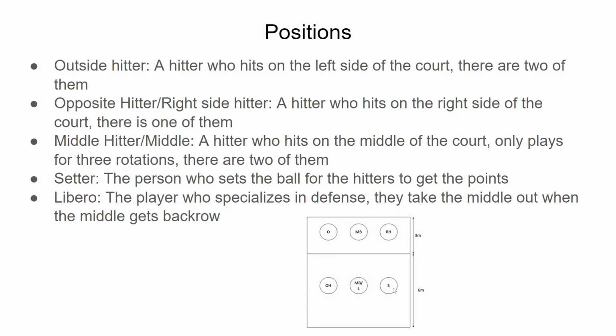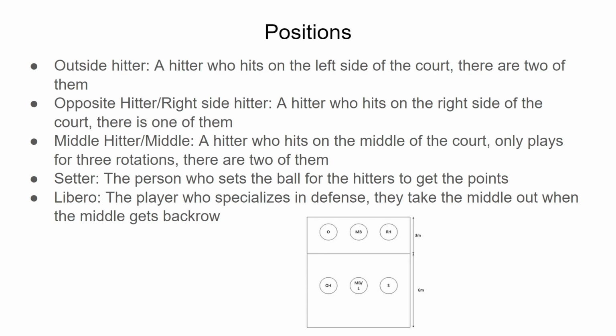And then when they go into the back row, they are taken out by one of our next positions, which I will go to right now. We have the libero. And the libero is the player who specializes in defense, and they take out the middle when the middle gets back row. So on this chart here, the middle plays out of the back middle for defense, but in the professional game, we'll see the libero plays here out of the back left, and the outside hitter instead plays in the back middle.